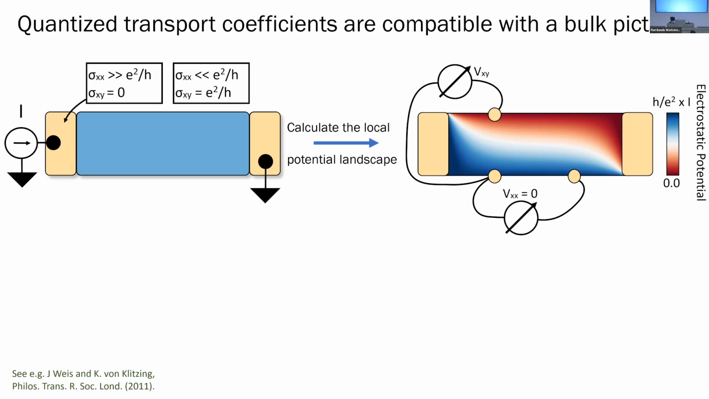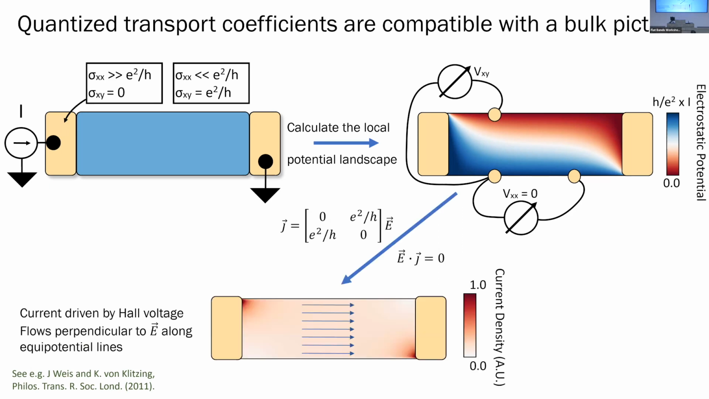And if you look at this further and ask, okay, if this is the local potential, how is the local current going to look? Well, current should be the conductivity tensor times the electric field. Because of the off-diagonal nature of the conductivity tensor, it really means here that the current follows equipotential lines. So if you look in the middle of the channel, you would expect that the current flows pretty uniformly through the channel in this picture.